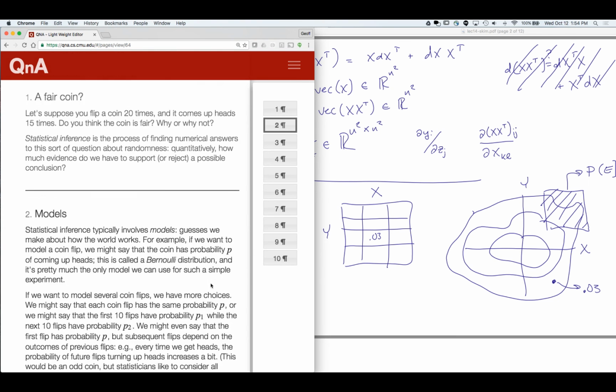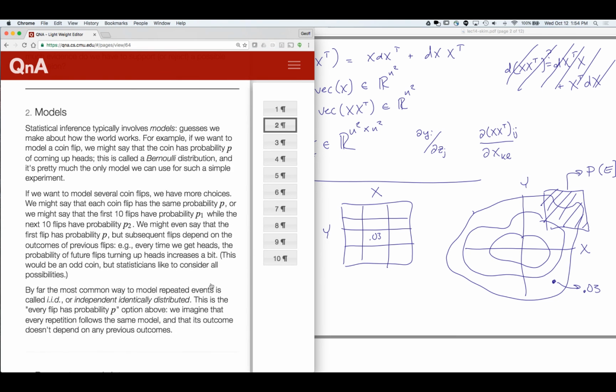So to do statistical inference, we'll make a model. A model is, as always, a guess about how the world works. So for a coin flip, we can model it as saying the coin has probability P of coming up heads, right? And for a simple event like a coin flip, that's basically the only model we can make. But the possibilities can get far more complicated as we get to more complicated systems. So let's say we want to model several coin flips, for example. We might say that each flip has the same probability P. We might not know what P is, but we think it's the same.